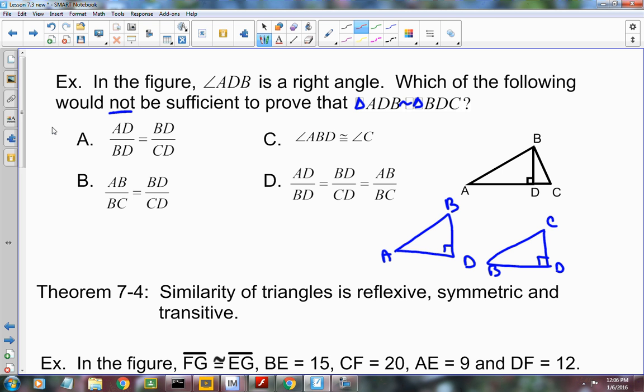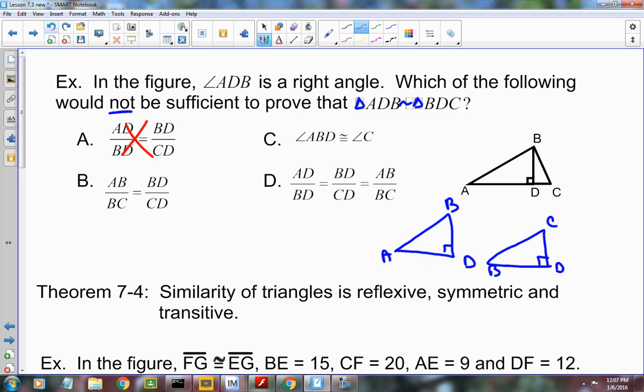Okay, so I have a right angle in both of these. And then this one says AD is to BD as BD is to CD. Is that enough information to prove the triangles similar? Yes, by what? SAS. Okay. So that one is okay.